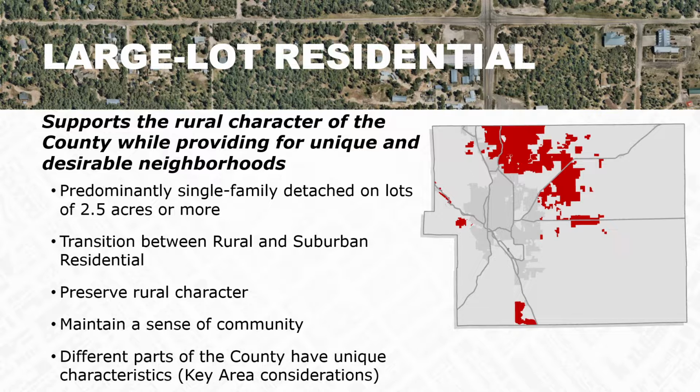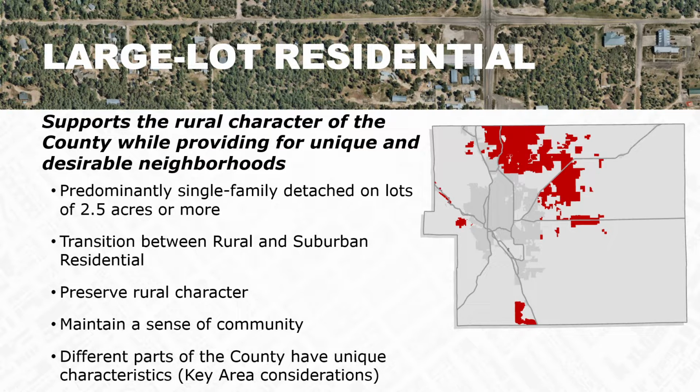Large lot residential areas support the rural character of the county while providing for unique and desirable neighborhoods. These are predominantly single-family detached areas on lots of 2.5 acres or more. It serves as a transition between the rural and suburban residential. The areas closer into the city are more suburban. The areas further out, as in the previous place type, are designated for rural.